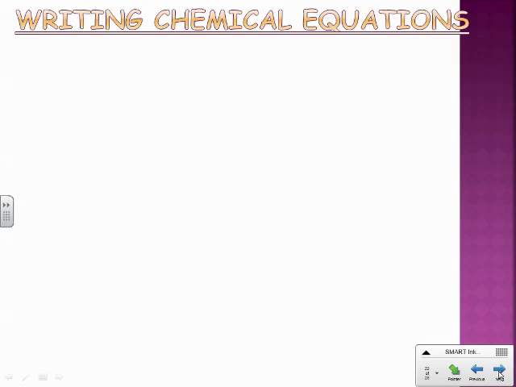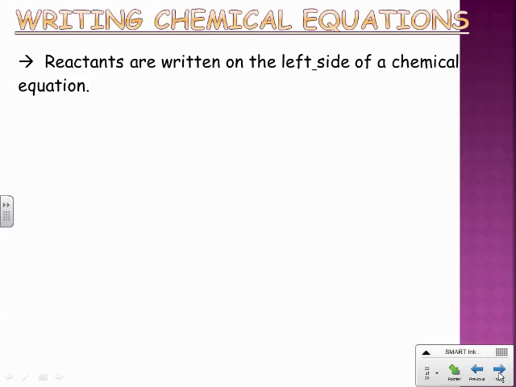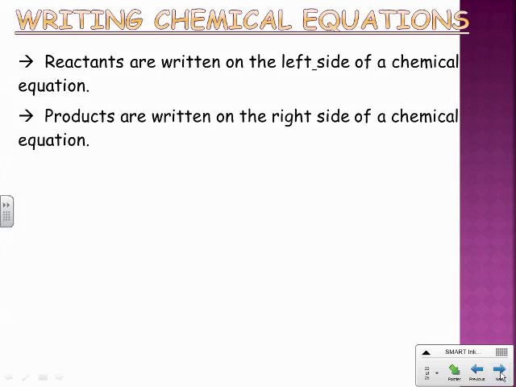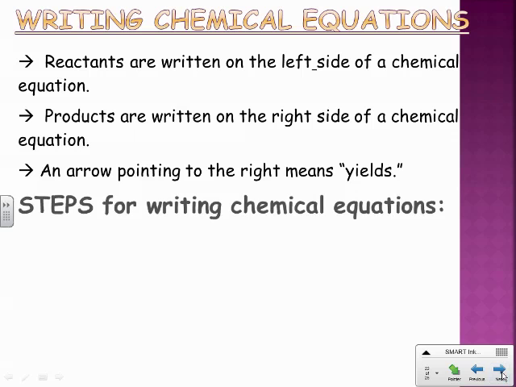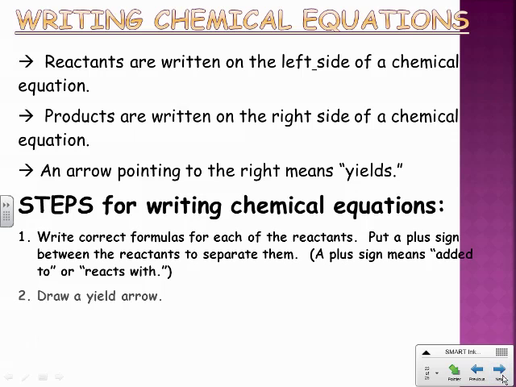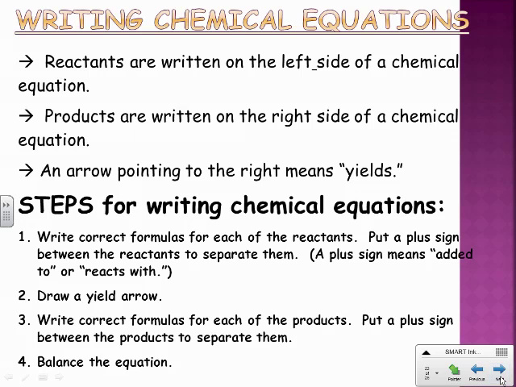So, a few things you need to know about writing the chemical equations. The reactants are written on the left side of the equation. Products are written on the right side. And then you have to draw an arrow pointing to the right, which means produce or yields. Here's a few steps you need to know for writing these equations. So go ahead and pause this and write these down.